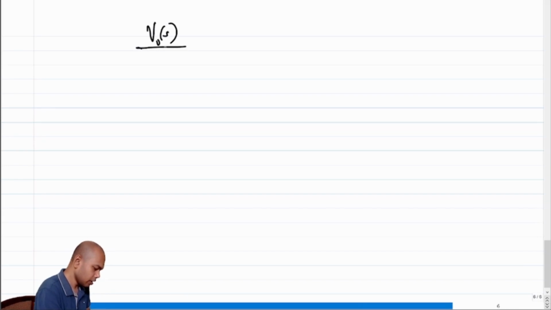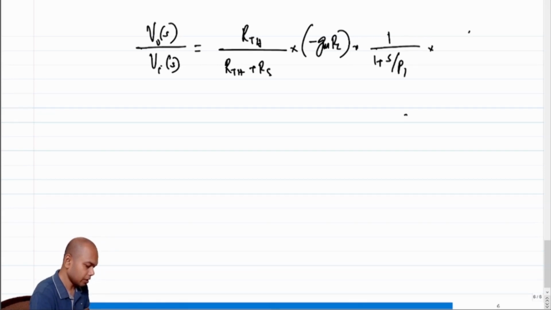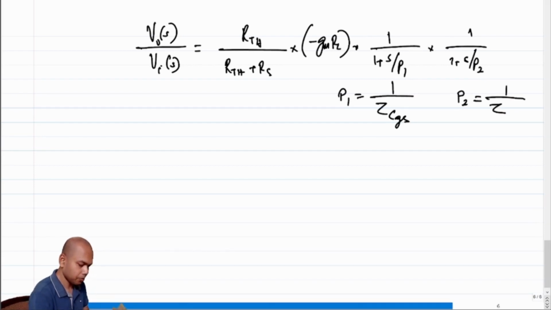What is V0 S over Vi S? This becomes RTH by RTH plus RS times minus GM RL times 1 by 1 plus S by P1 times 1 by 1 plus S by P2, right? Where P1 is equal to 1 by the time constant associated with CGS, so this is tau CGS, and P2 is 1 by the time constant associated with CdV. This is tau CdV, where tau CGS is equal to CGS times some equivalent Thevenin resistance, and tau CdV is CdV times RL.